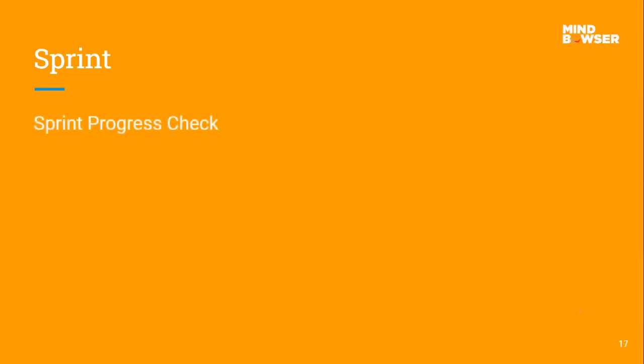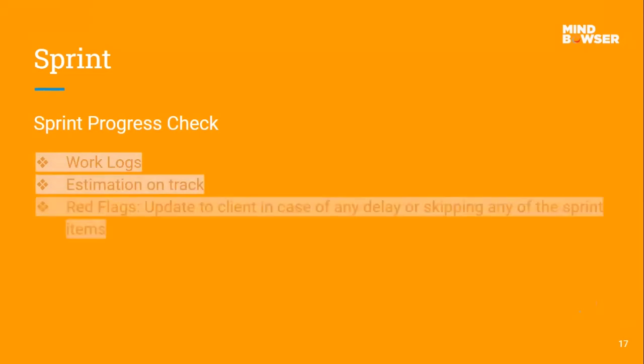Okay, so this again we do. This is not part of the standard Scrum; we have come up with it from our end that we should be doing it. So we do check the work logs. We check whether our estimations are on track or not. And in case of any red flags, we try to update the client or team in advance. So either it would delay or we'll skip some of the items. That has been our standard. Mostly we try not to delay things; rather we skip some of the items, and that is what we've been following.